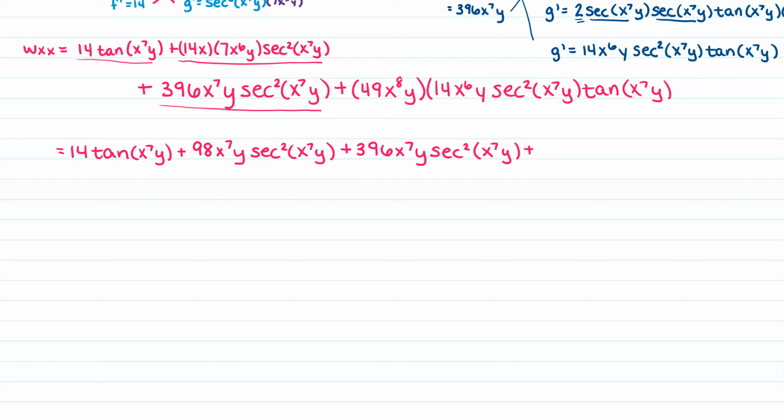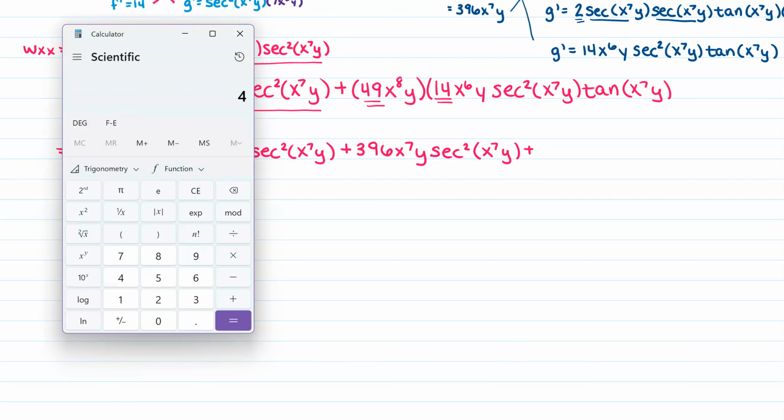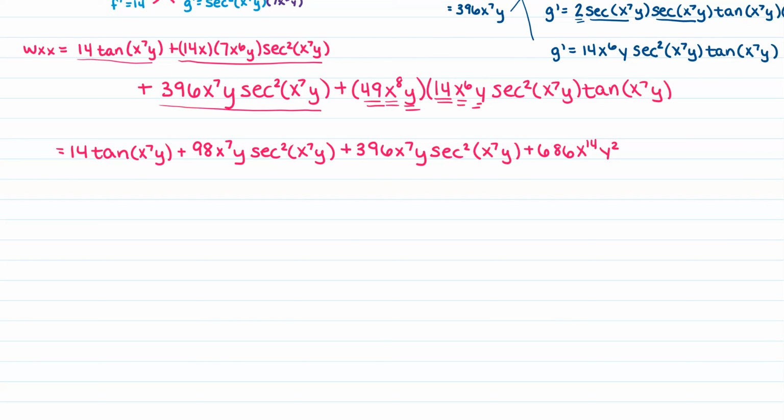and now I have to do 49 times 14. I'm going to use a calculator. I'm sure I'm messing up this multiplication. 49 times 14, 686. Okay, 686 x to the 14 y squared secant squared of x to the 7th y times tangent of x to the 7th y.